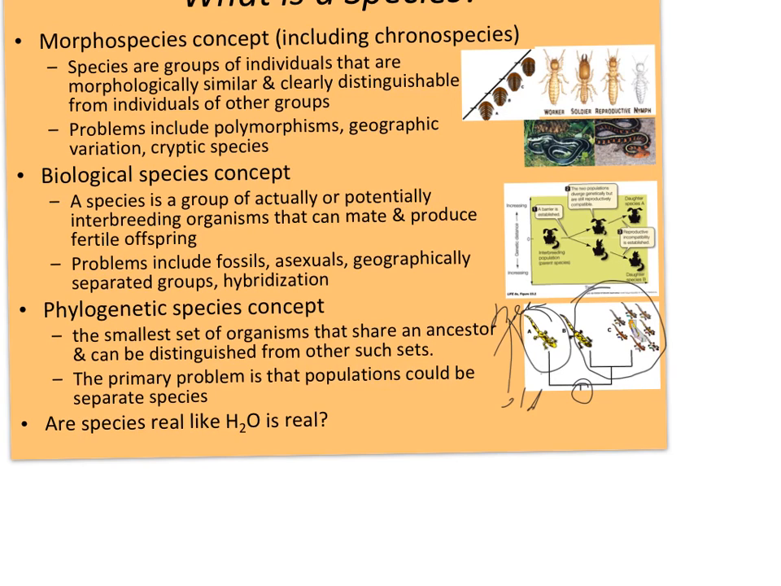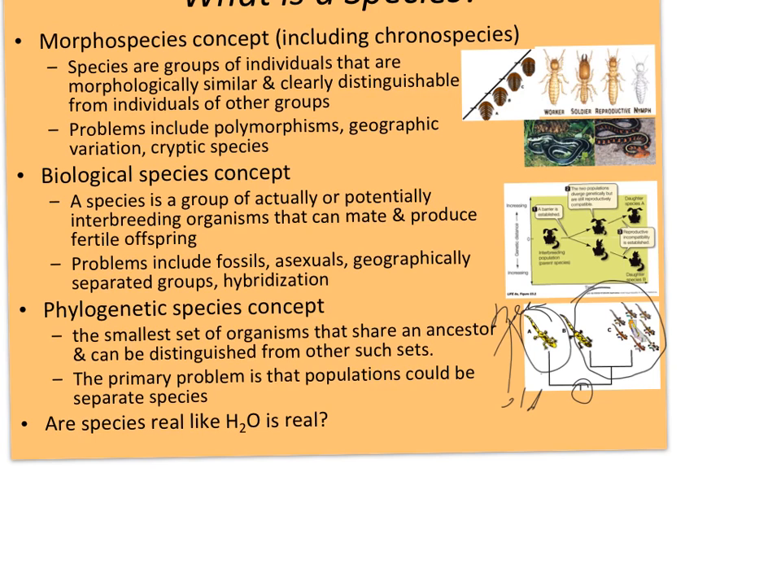Something else. Yeah. So, there's different kinds of phylogenies. There's cladograms, phylograms. Okay, but for now we're just dealing with straight old cladograms. So, it's the smallest set of organisms that share an ancestor.